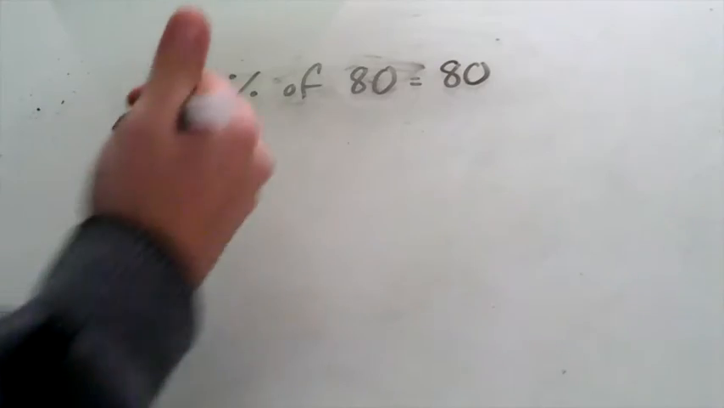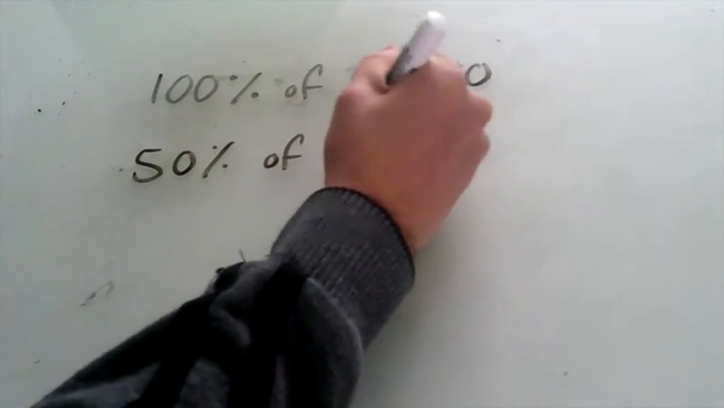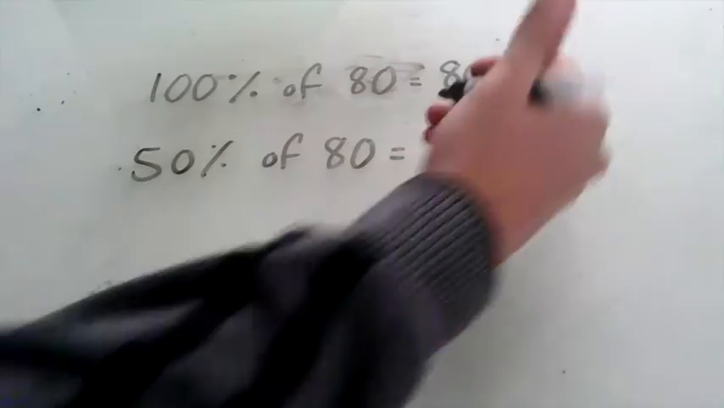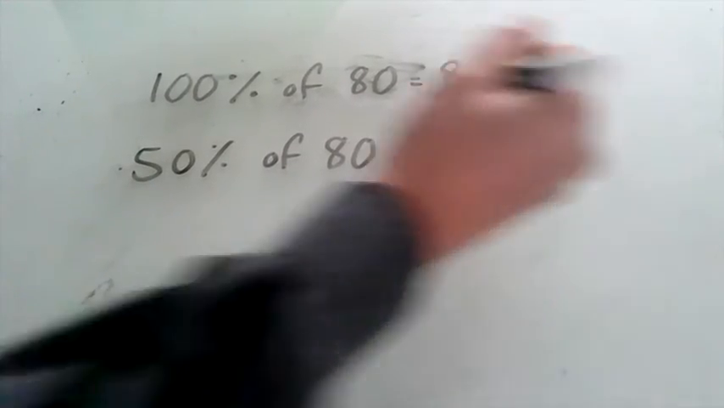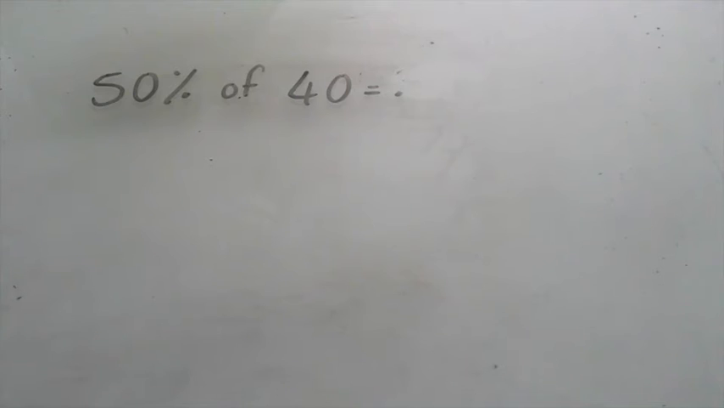Now if we were to look at 50% of 80, we know from our fraction knowledge that 50% is a half. So to find out 50% of 80, we need to take this 80 and divide it by 2. We need to find a half. So 80 divided by 2 will give us 40, because I'm only eating 50%, I'm only eating half of the Smarties.